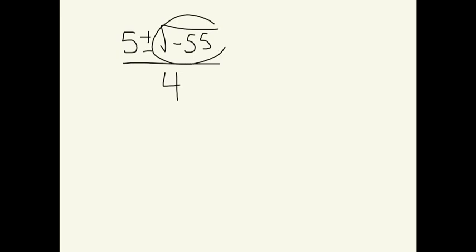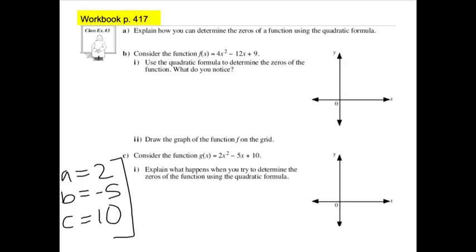When you subtract everything underneath the square root sign, you're going to have 5 plus or minus the square root of negative 55 all over 4. Now we have a big problem here. If you notice, you can't have the square root of a negative number. So in this case, you are not going to have any roots. If you drew this, it would make a little bit more sense. Essentially, you're going to have a parabola that doesn't even touch the x-axis at all.